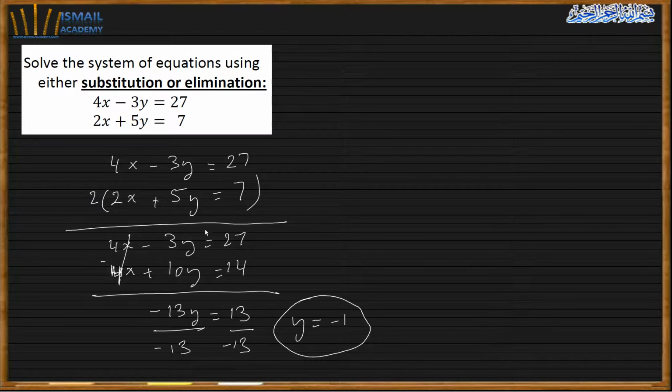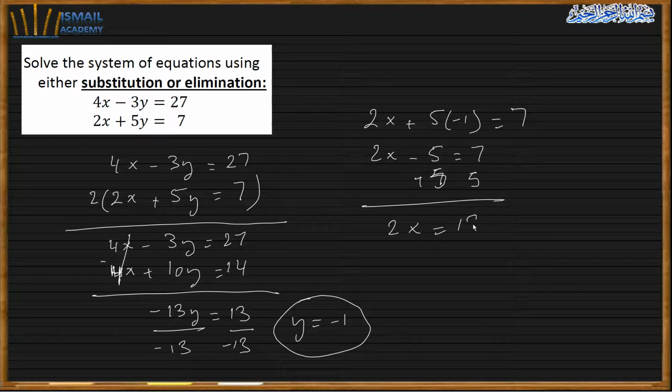Now what I do here, I pick any equation I want, the first or the second, it doesn't matter. It's not going to affect anything. Then I substitute my value. So I will have 2x plus 5 times minus 1 equals 7. You can pick the first one, it's the same thing. So 2x minus 5 equals 7. So what I do, I add 5 to both sides. So 2x equals 12, then divide by 2. So x equals 6. So this is the answer, this and this.